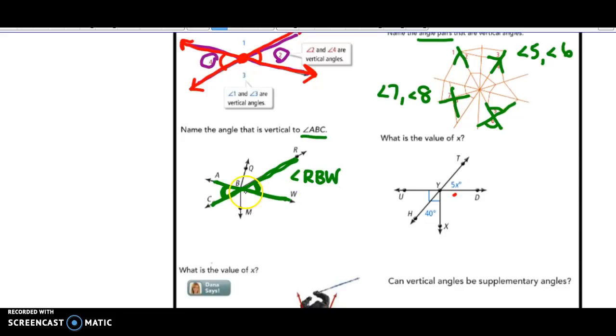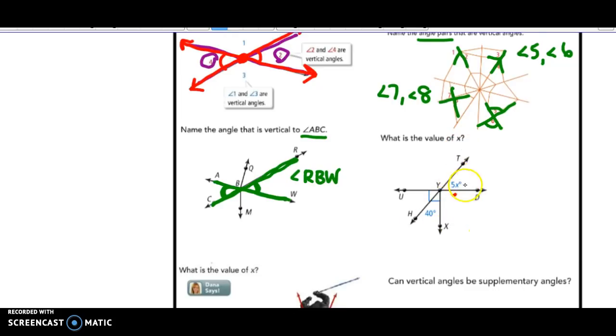Or you could call it WBR. That angle would be vertical to angle ABC. Now let's take a look at how to use this angle relationship of vertical angles to find the value of x. So in our diagram here, I notice a couple things.